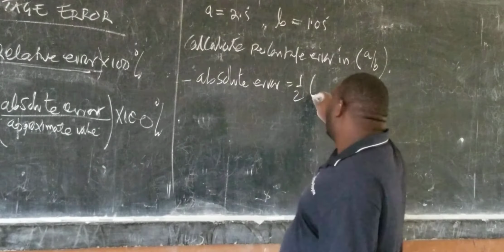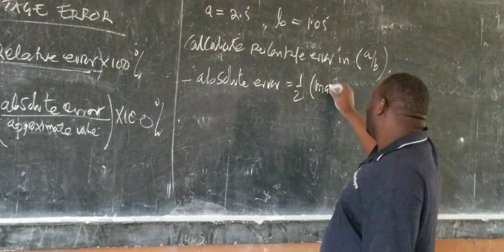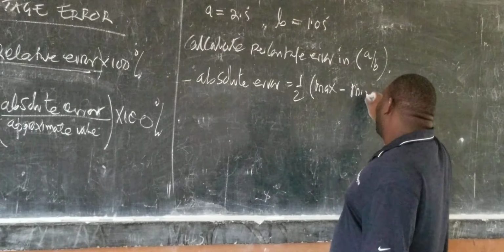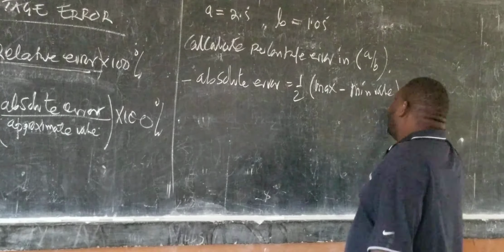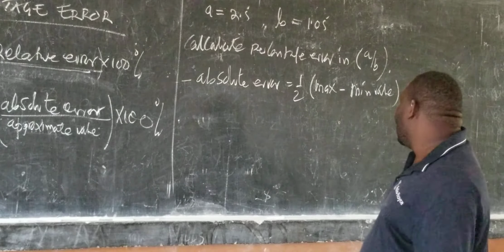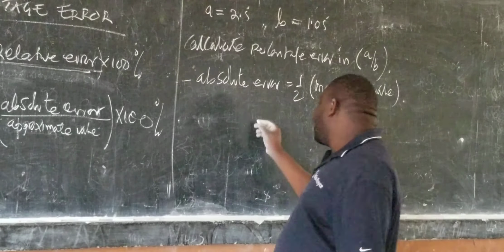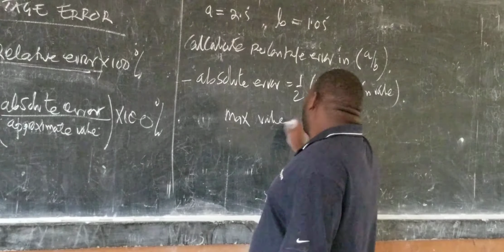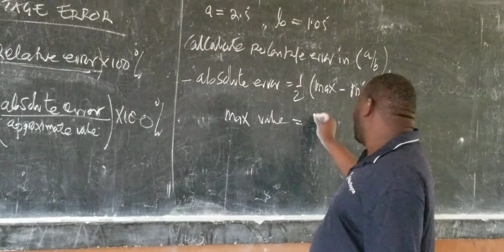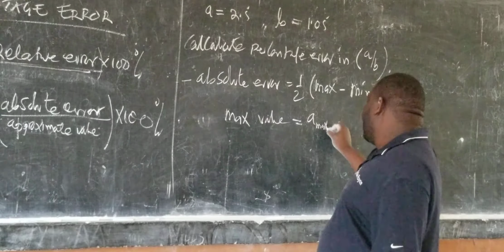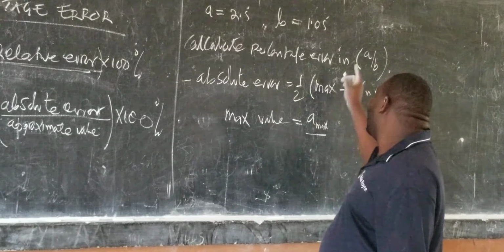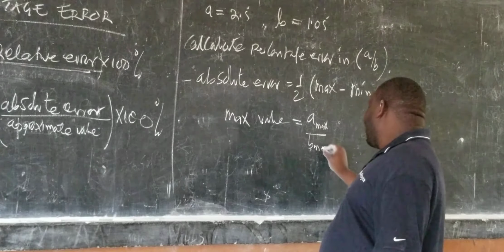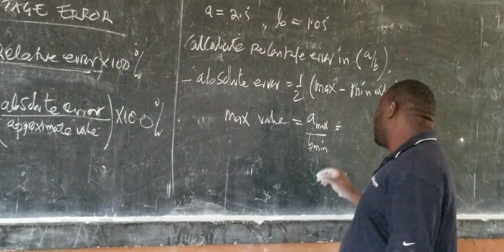The absolute error equals a half times the maximum value minus the minimum value. First, the maximum value of the quotient, the maximum value of A over B. Now again, we make A very big, then we get B and make it very small in the quotient. And how do we do that?